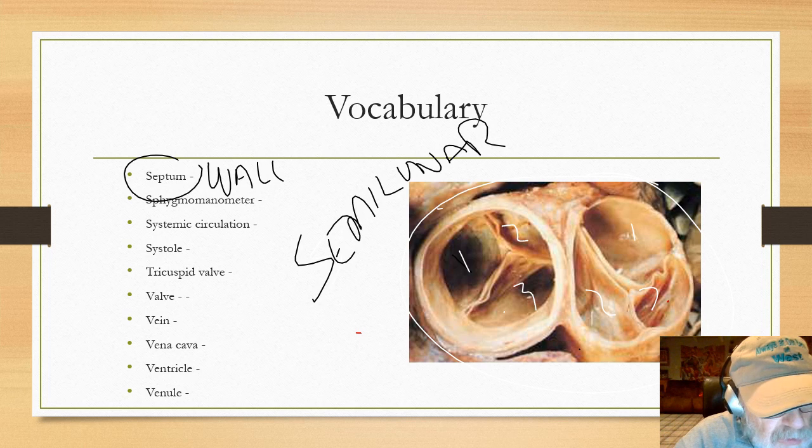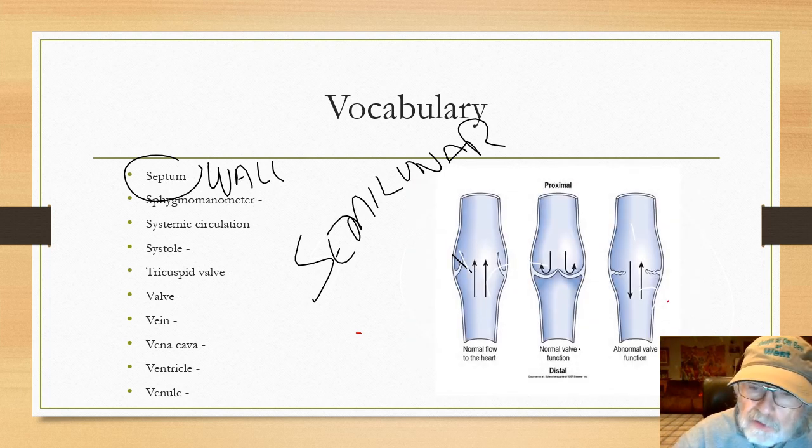When the ventricle stops contracting, the blood doesn't want to go back from the vessels, from the pulmonary artery or the aorta, back into the ventricles, so these valves will close. And that's the valve. We also see valves in the leg, and this is what we were talking about before.